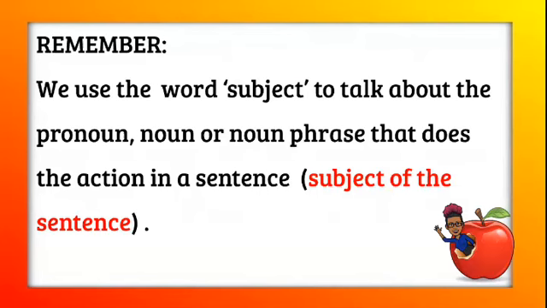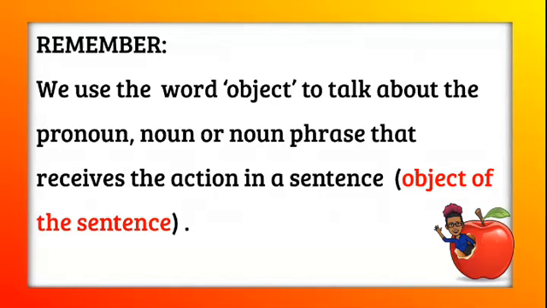So remember, we use the word subject to talk about the pronoun, noun or noun phrase that does the action in a sentence. In other words, the subject of the sentence. And we use the word object to talk about the pronoun, noun or noun phrase that receives the action in a sentence. In other words, the object of the sentence.